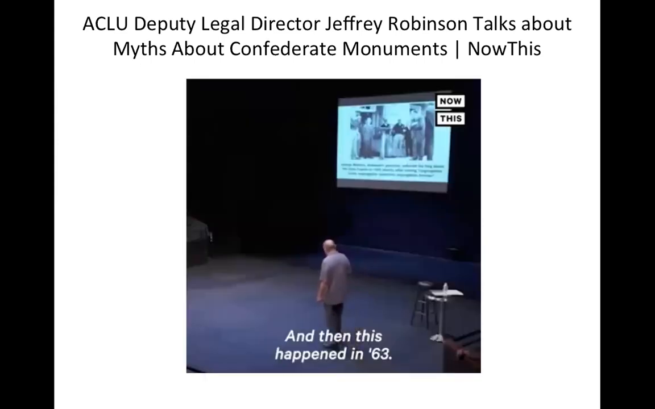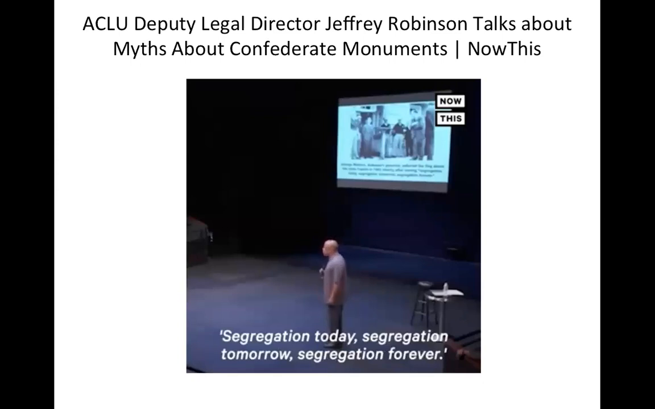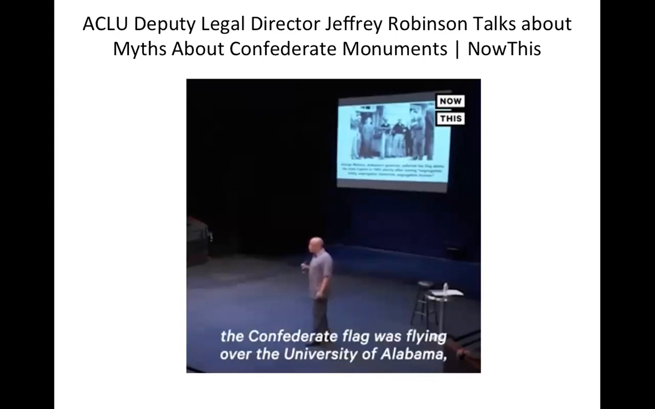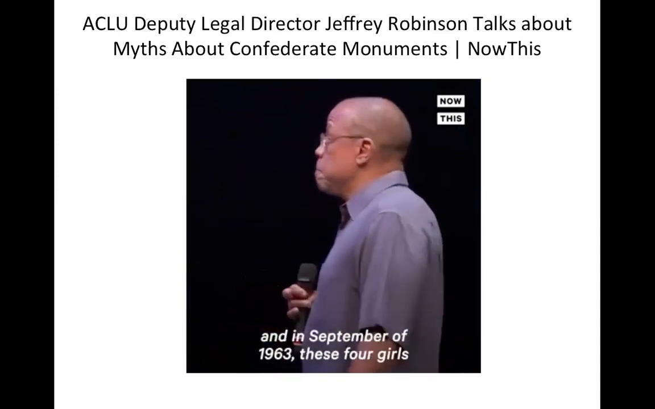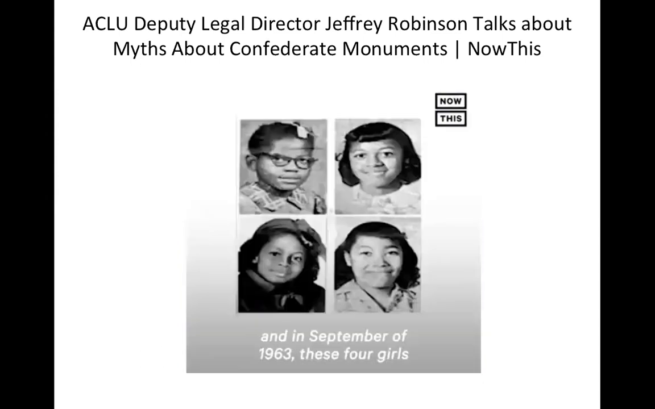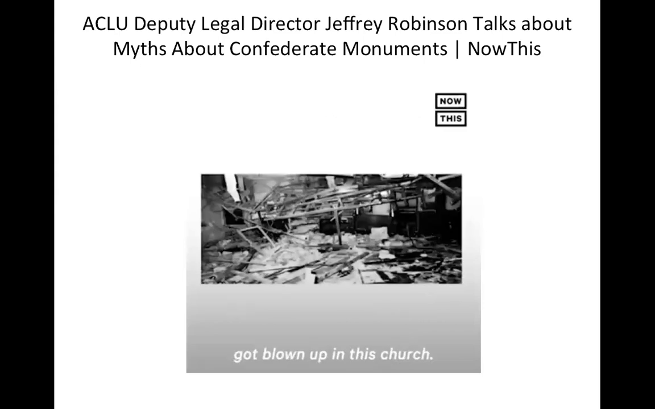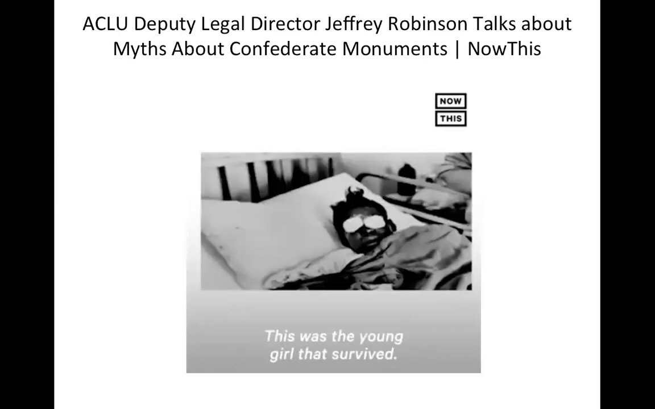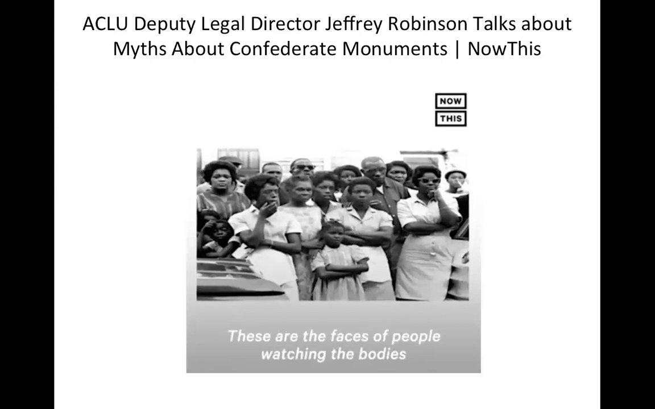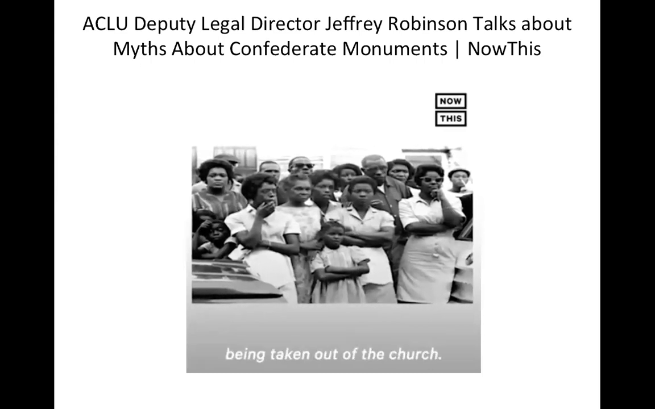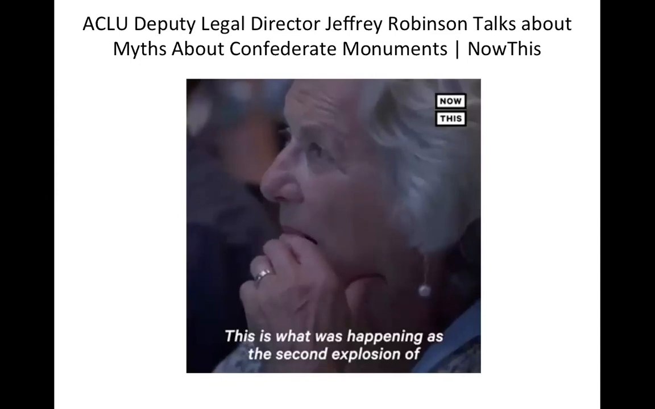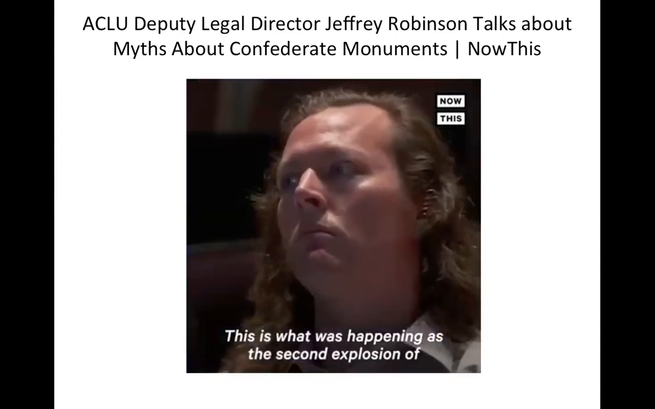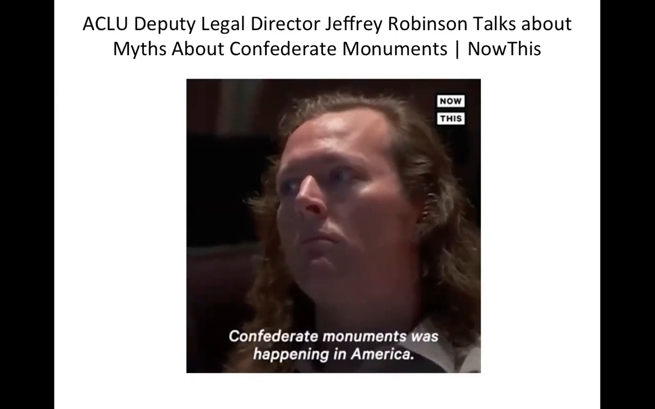And then this happened in '63. Segregation today, segregation tomorrow, segregation forever, and just a few weeks later, the Confederate flag was flying over the University of Alabama. And in September of 1963, these 4 girls got blown up in this church. This was the young girl that survived. These are the faces of people watching the bodies being taken out of the church. This is what was happening as the second explosion of Confederate monuments was happening in America.